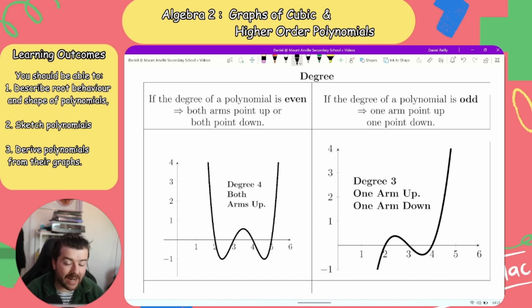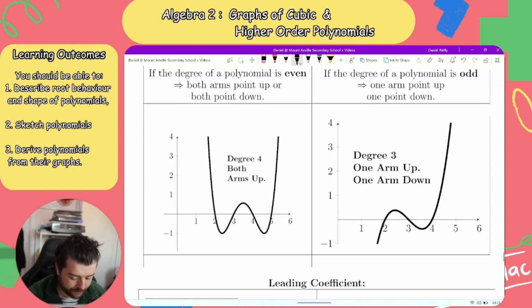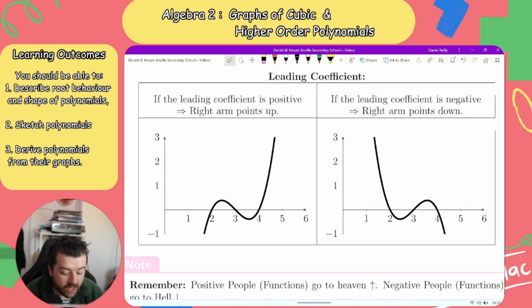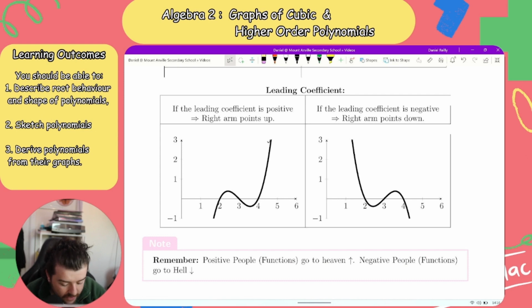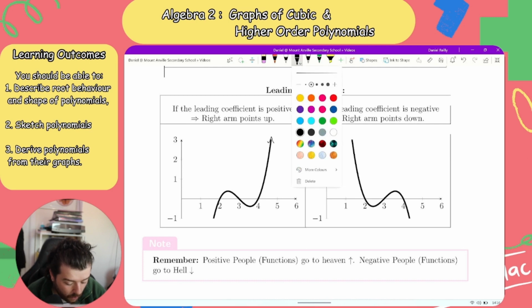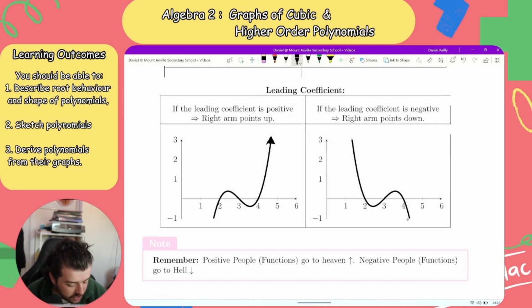And then the leading coefficient, whether it's a positive or negative polynomial, will tell us the direction. Are both arms going up? Are they both going down? Is this one going up, this one going down, etc.? So if the leading coefficient is positive, the right arm points upwards. And if the leading coefficient is negative, the right arm points downwards. That is always true. So if I have a quadratic, or let's say a polynomial of degree 4, they're both going to point up. So it'll be 1, 2, 3, 4. They both point up.